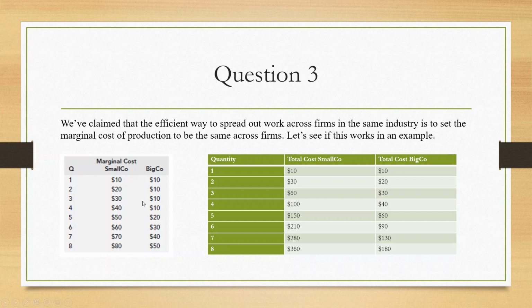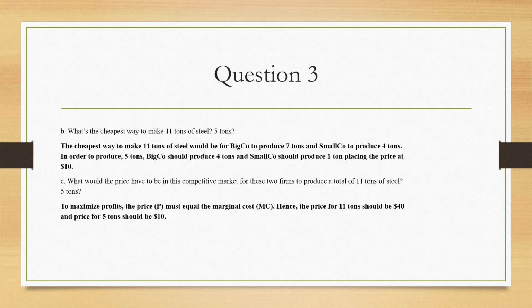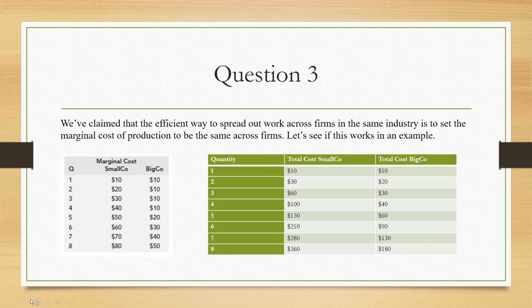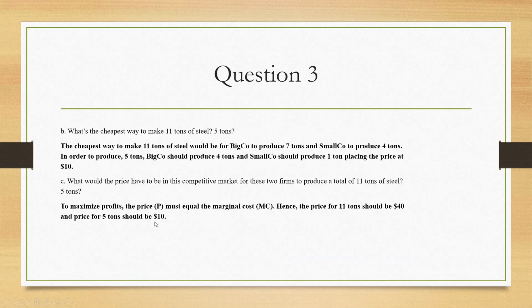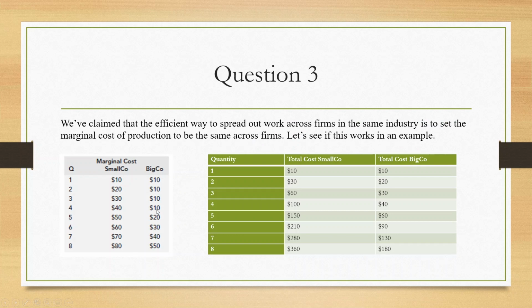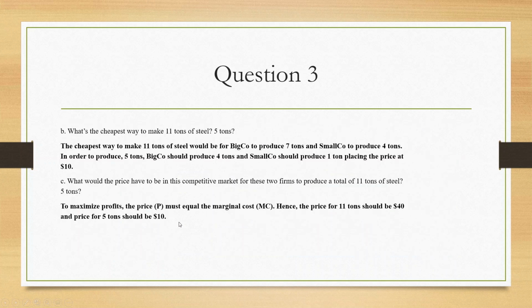If you look at the marginal cost, the lowest marginal cost, or the equal marginal cost, would be the amounts they make. And what would their prices be? The prices have to be equal to the marginal cost. And from here, we can see the marginal cost for 11 tons would be $40, and for 5 tons would be $20, or $10, sorry, in this case.